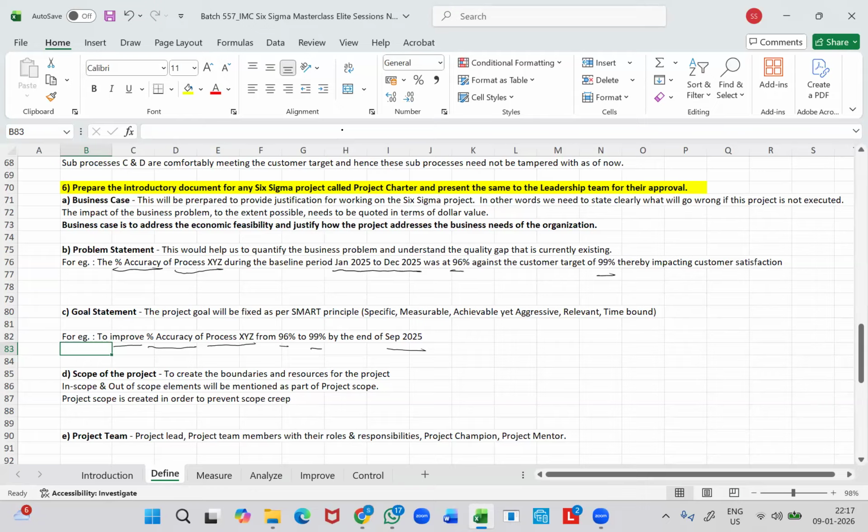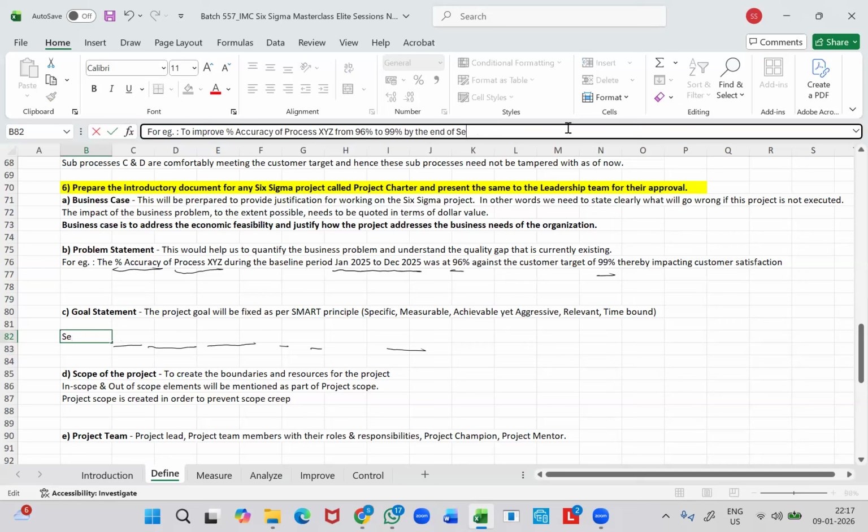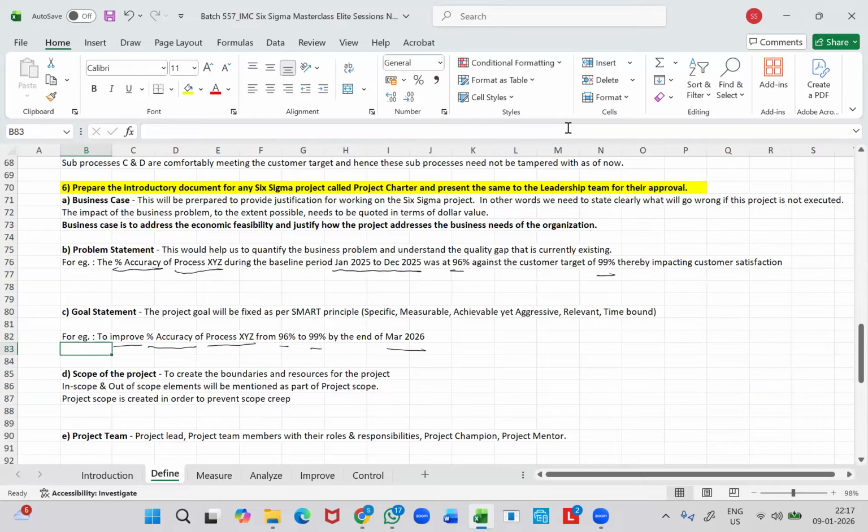So we need to mention September 2025 or whatever it is. Here, since we have gone past September 2025, let me give the date as March 2026. By the end of March 2026, right, is the timeline by which I am expecting to achieve this project goal. So the leadership, when they actually look at this, they would be able to clearly understand that the project team would be able to achieve the project goal by the end of March 2026. So we need to be very, very specific with regard to the timeline in the goal statement.